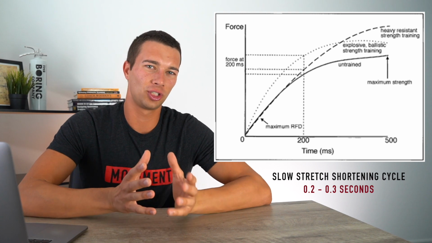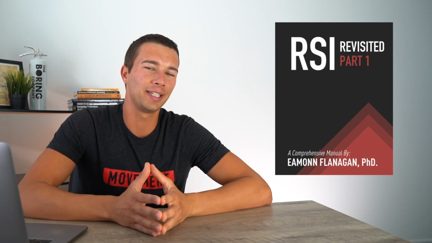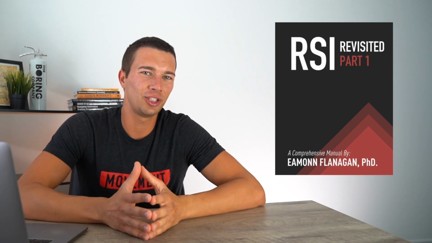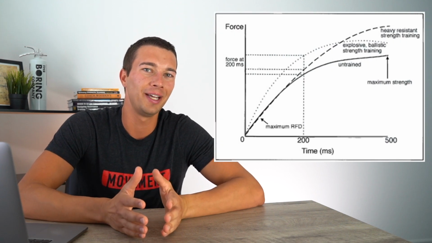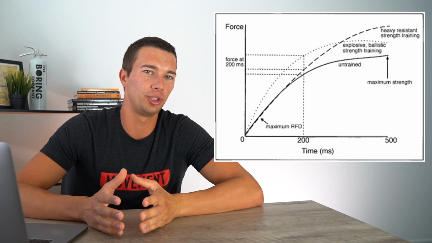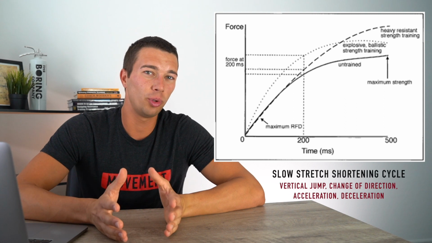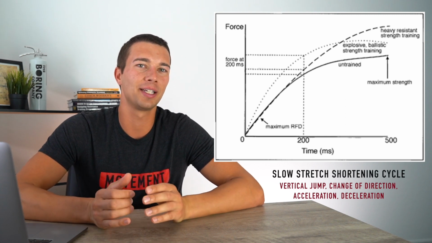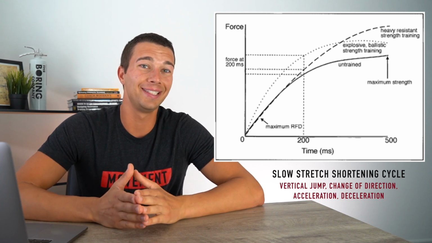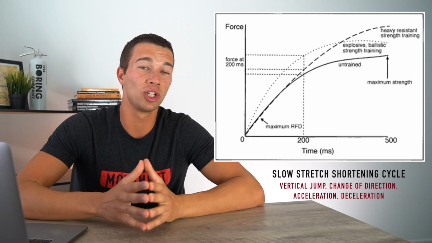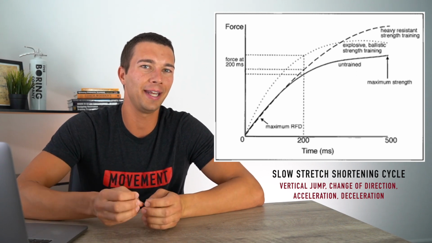This classification of slow and fast stretch shortening cycle comes from the work of Eamon Flanagan and his work on reactive strength index. Basically, he makes the distinction between activities that occur in greater than 0.25 seconds of ground contact time and activities that occur with shorter than 0.25 seconds of ground contact time. So some of our plyometrics that would occur with greater than 0.25 seconds of ground contact time would be things like a vertical jump, a change of direction drill, the acceleration phase of sprinting, deceleration work. A lot of these exercises are still good to do as base adaptations for sprinters, but they're not going to directly impact the mechanics at max velocity.